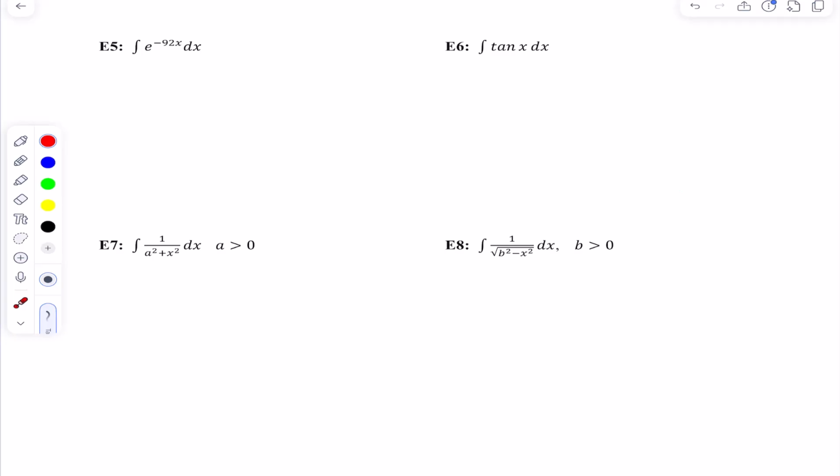Let's continue to integrate with more examples. The next 4 examples are integrals that you'll see quite often in integral calculus.